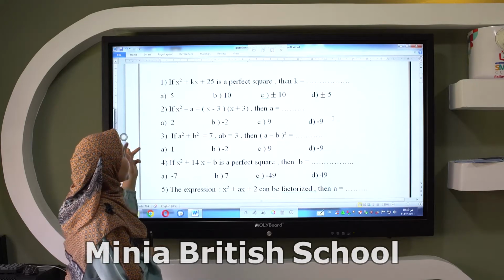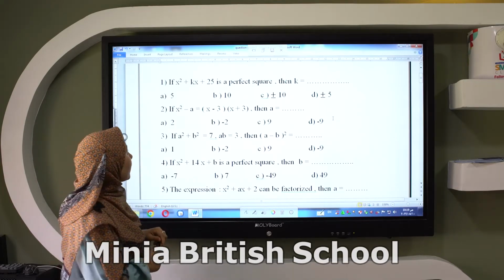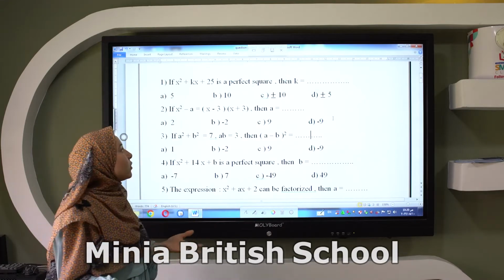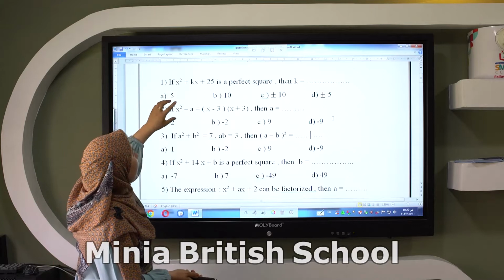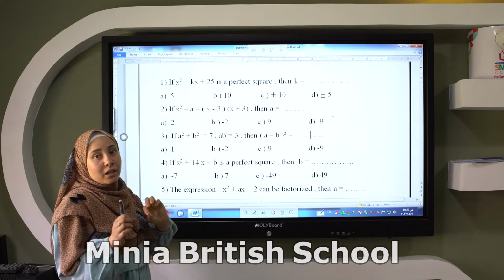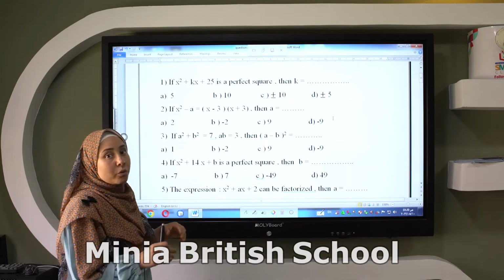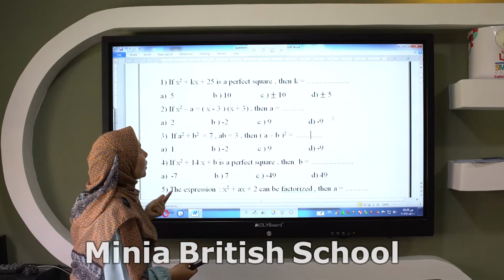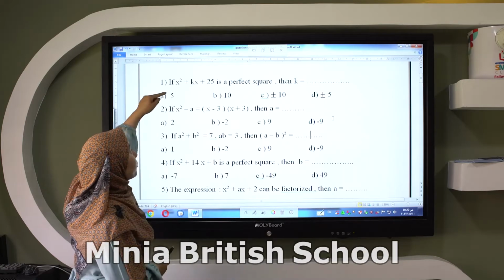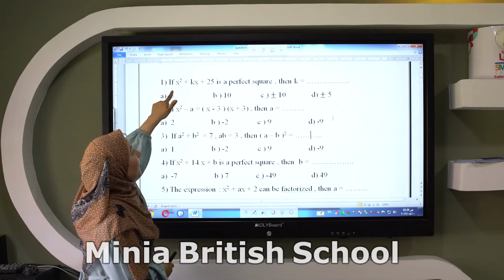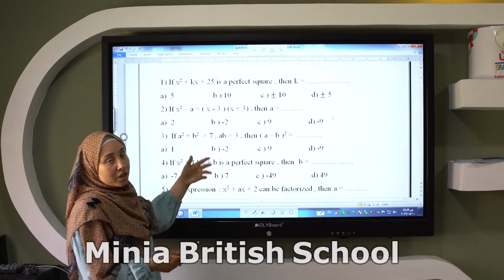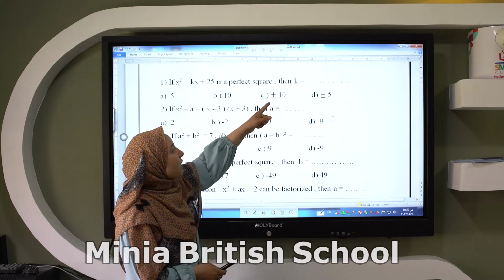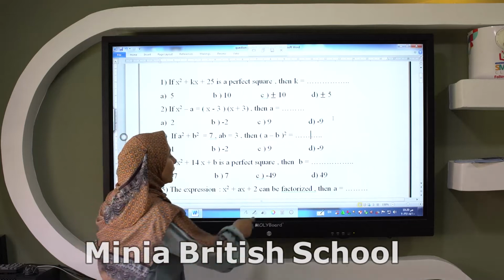Number 1, if x power 2 plus kx plus 25 is a perfect square, then k equals what? We know kx is the middle term in the perfect square trinomial, equal positive or negative 2 times the root of the first term times the root of the third term. So positive or negative 2 multiplied by x multiplied by 5 equals positive or negative 10x, and then k equals positive or negative 10.